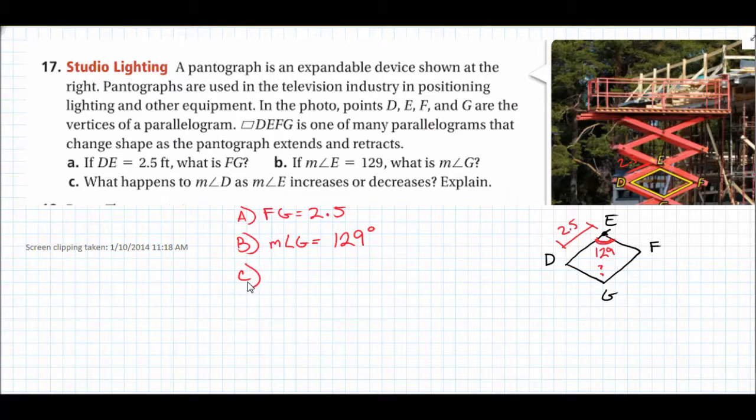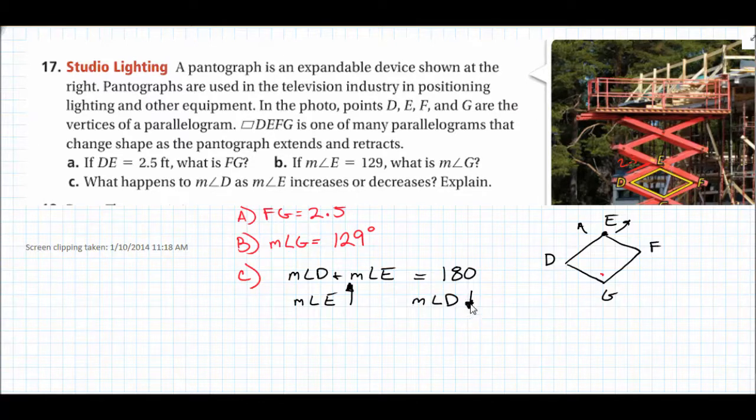Part C asks the question, what happens to the measure of angle D as E increases or decreases? Well, since the measure of angle D and the measure of angle E of the parallelogram have to always equal 180, when the measure of angle E goes up closer to 180, D must go down. So when the measure of angle E gets smaller, they still have to sum to 180, so the measure of angle D has to go up.